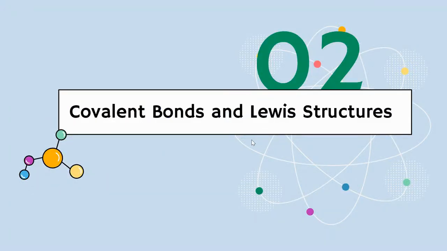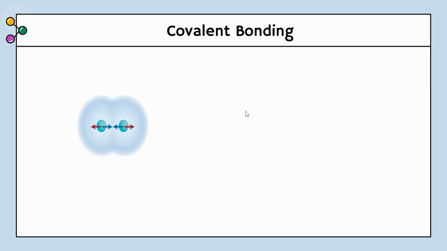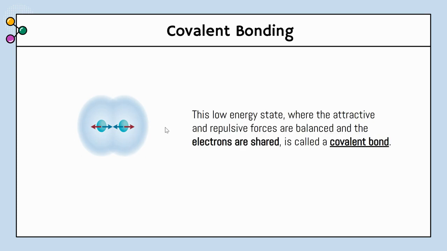Now let's talk about covalent bonds and Lewis structures. Covalent bonding, like we said, is when those atoms are close together. It's this low energy state where the attractive forces of the electrons being attracted to each nucleus and the repulsive forces between the two nuclei are balanced and the electrons between them are shared. We call that a covalent bond. Really, in brief, it's when electrons are shared, that's when we call it covalent bonding.